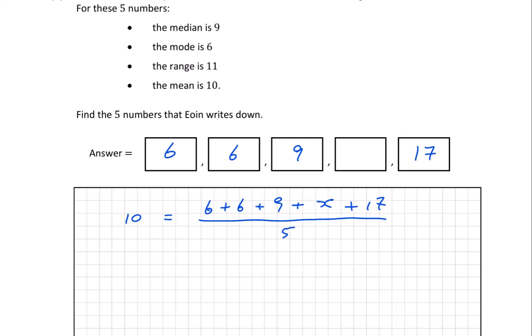So the first thing I'm going to do to work out what that number is, is multiply both sides by 5. If I multiply the left-hand side by 5, I'll get 50. The 5 will cancel on the right-hand side, and I'll also add up 6 plus 6 plus 9 plus 17. That'll give me 38 plus x. So all I've got to do now is subtract 38 from both sides, and that will give me 12. So this remaining number is 12. So that's it for this question.